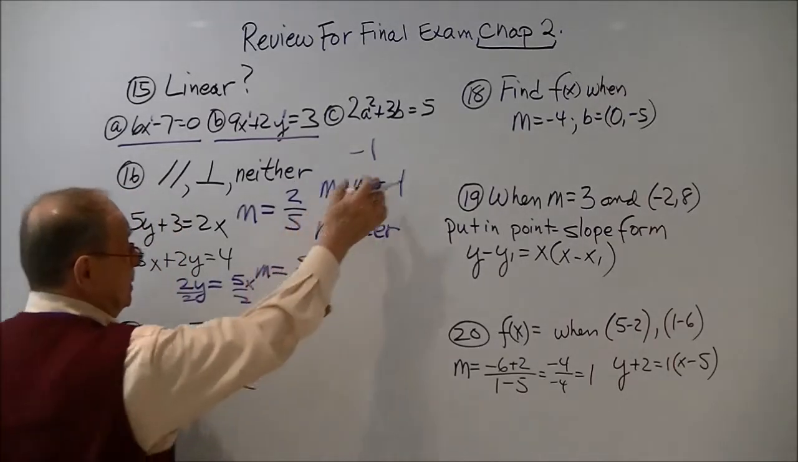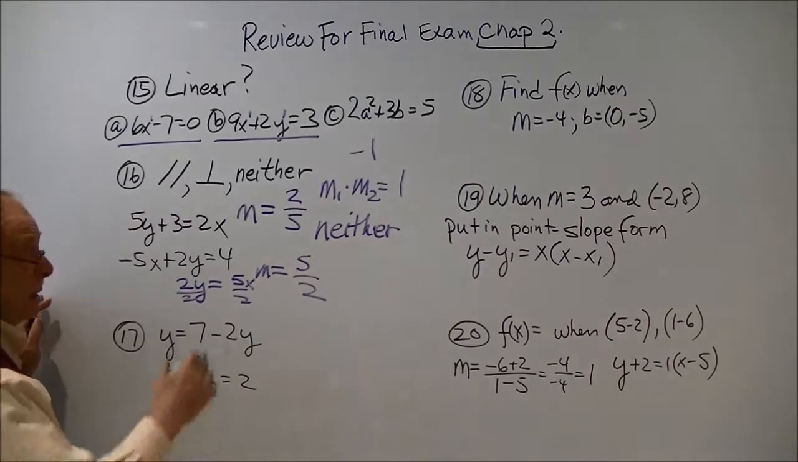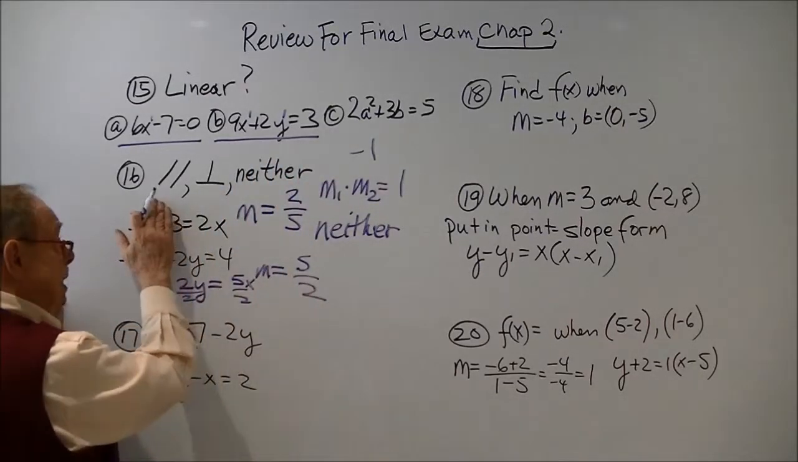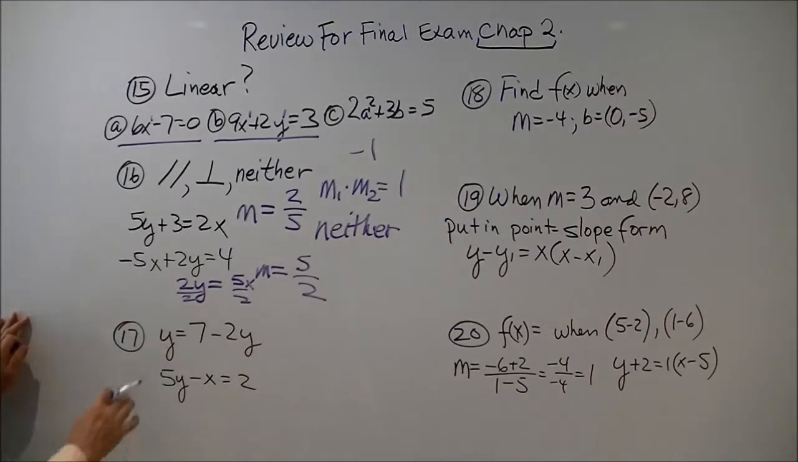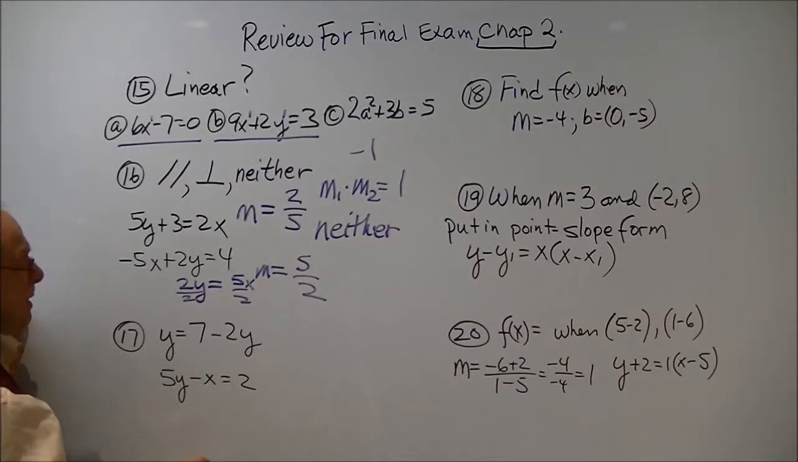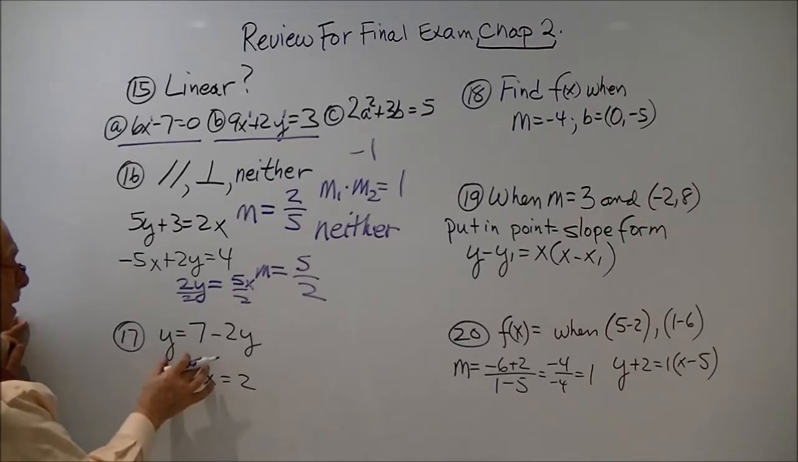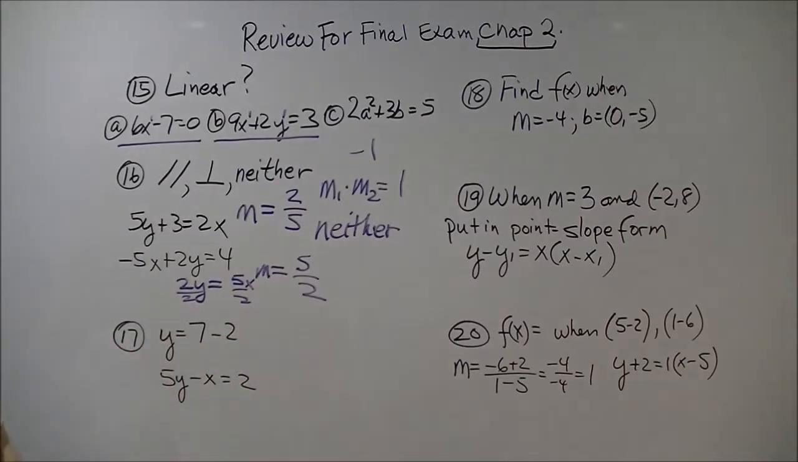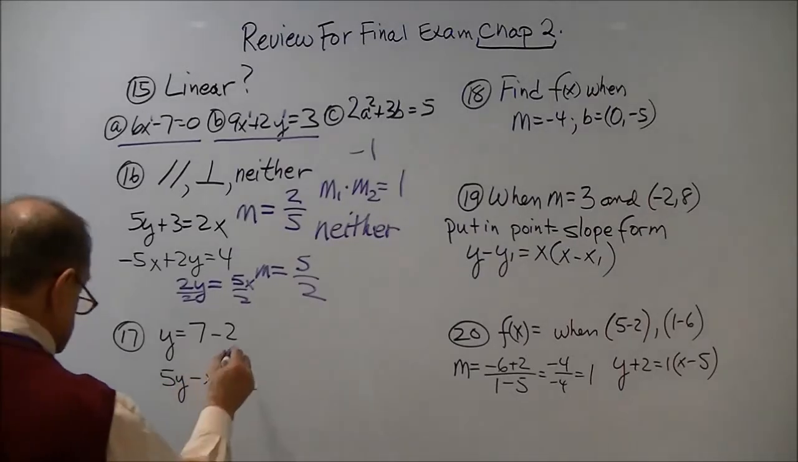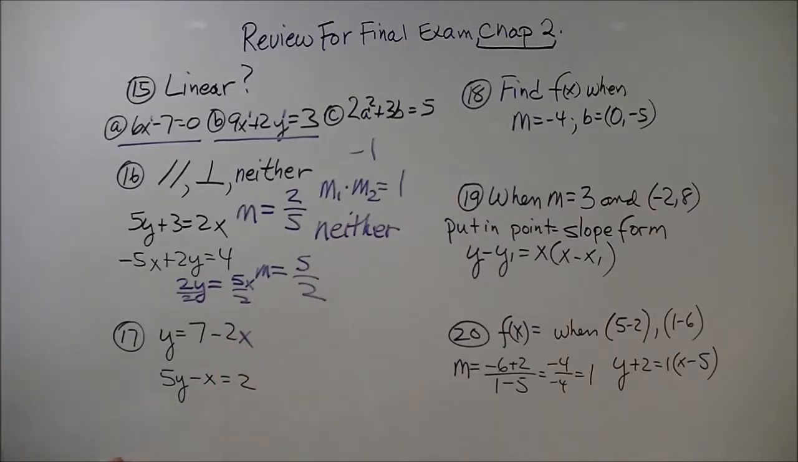Because the slopes produce a positive one, not a negative one. They're not parallel, so it's neither. Now in this case, again, all we want to do is identify the slope. And this should be an x here. I think this should be an x. Let me check. Yes. That didn't make sense.